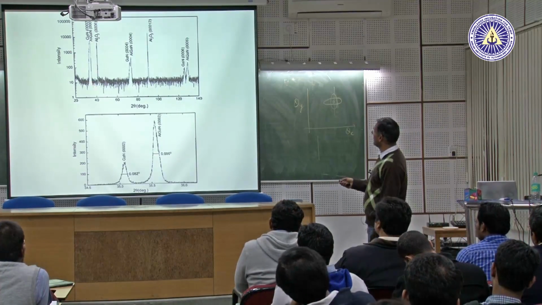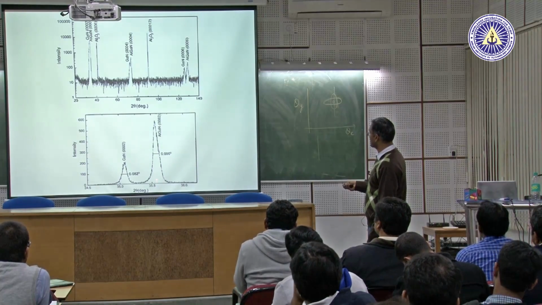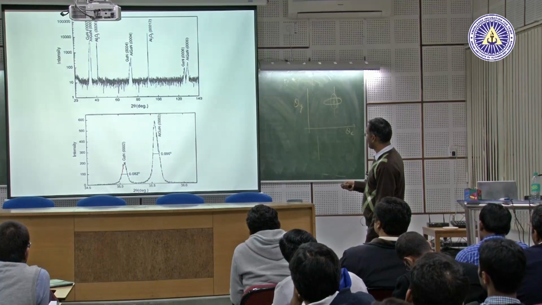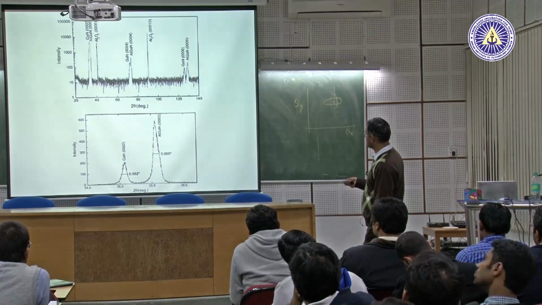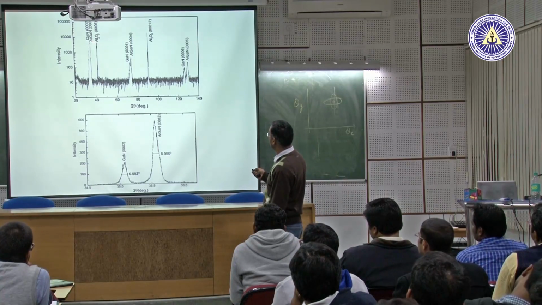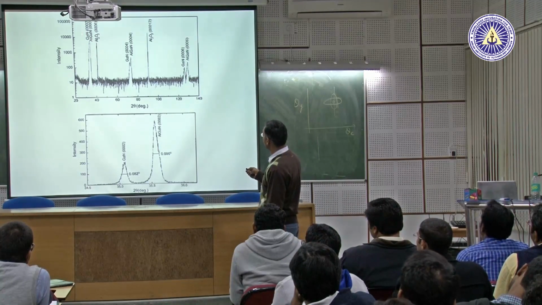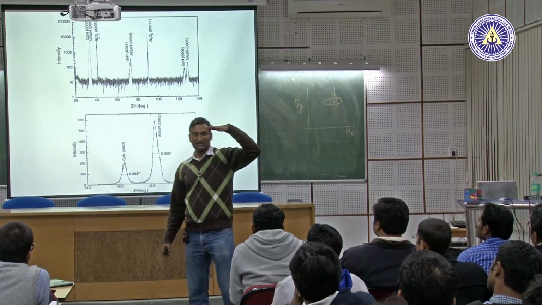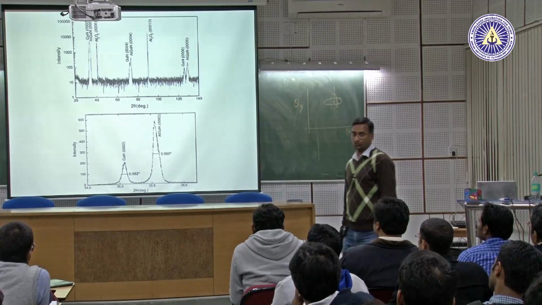So, these are typical 2 theta omega scans. This is, for example, for gallium nitride and aluminum gallium nitride multilayers. One key requirement is that the peaks of the sample and the substrate must lie close to each other, so that there is an epitaxial arrangement between the two.